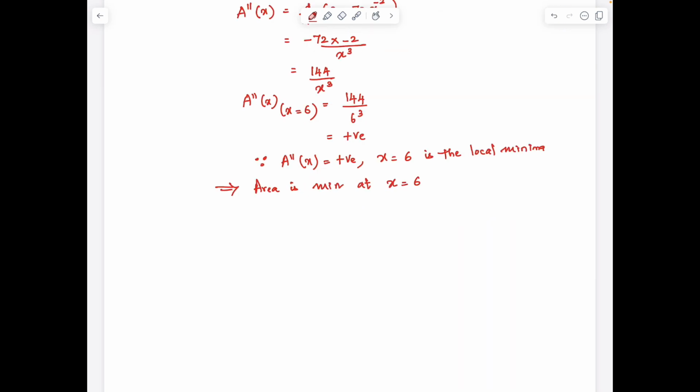Now that I know x value, let us get what is y. Y is 24 by 6, which is 4 centimeter. So the dimensions of the card is: one is x plus 3, that is 6 plus 3, which is 9 centimeter, and breadth wise it is y plus 2, which is 6 centimeter.